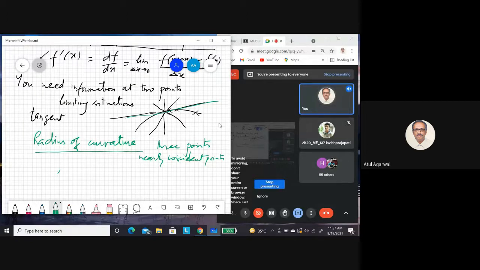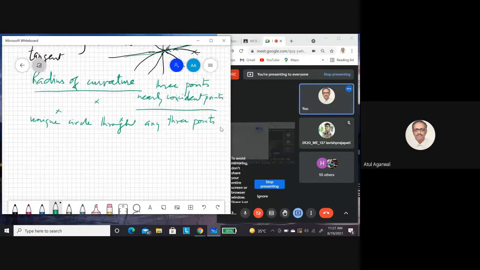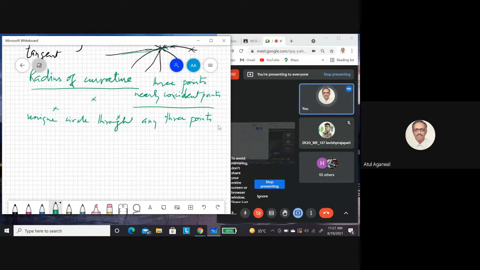What is great about 3 points? Anybody? You must have heard of a theorem on circles. You can pass a unique circle through any 3 points. But they should not be on a straight line. If they are on a straight line, you will say a circle of infinite radius is there. Okay. So if you have got 3 points, you can pass a unique circle.